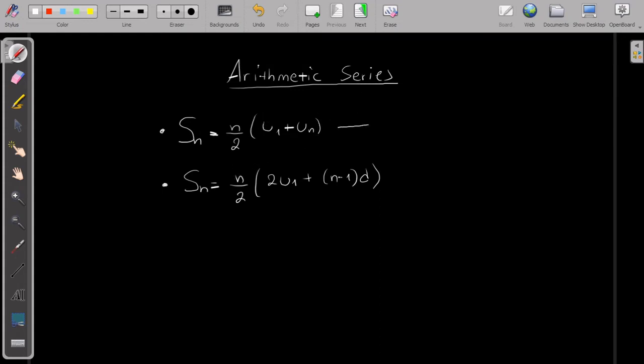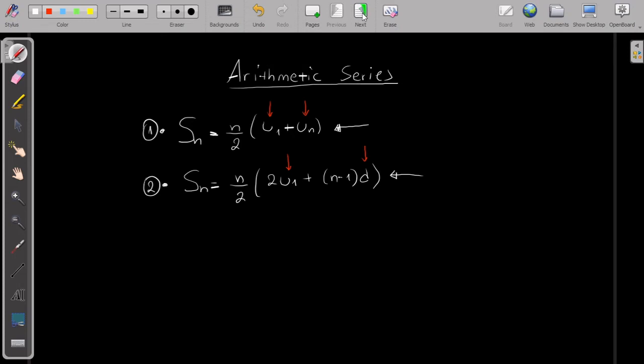The first one is when I know the first term and the nth term. For this one here is when I know the first term and I know the difference, the common difference. We will see examples of how I can use them. Let me call this formula 1 and this formula 2.